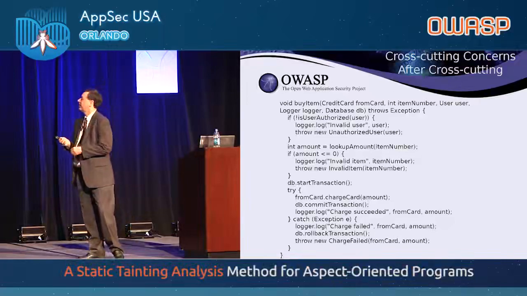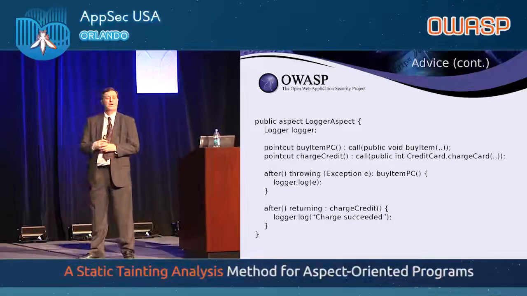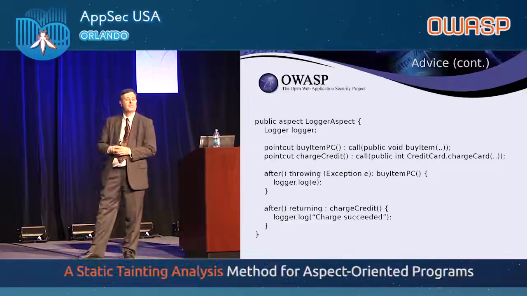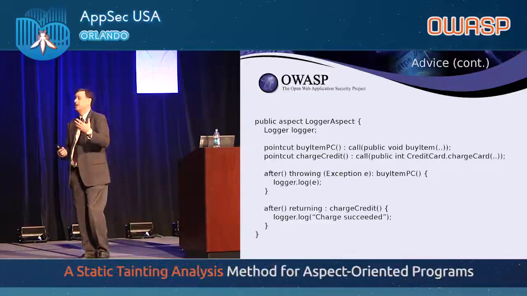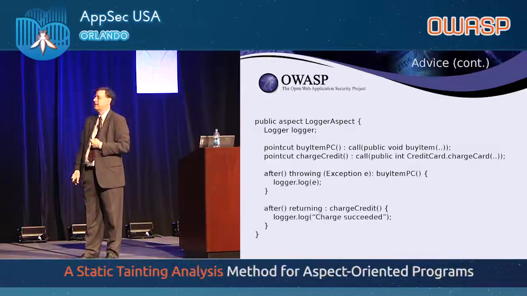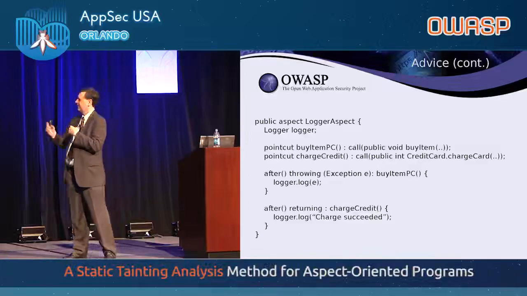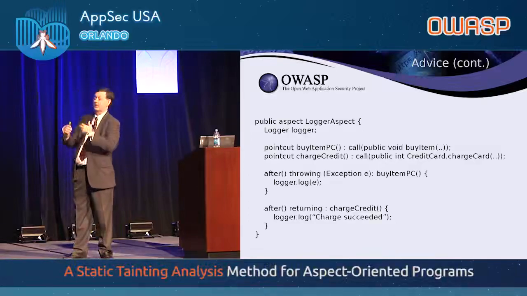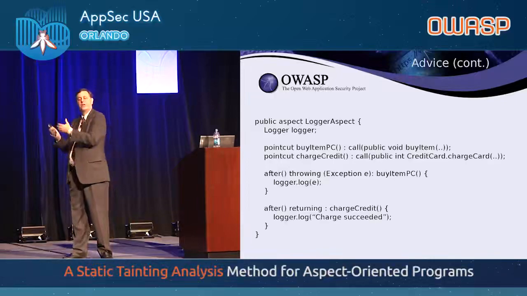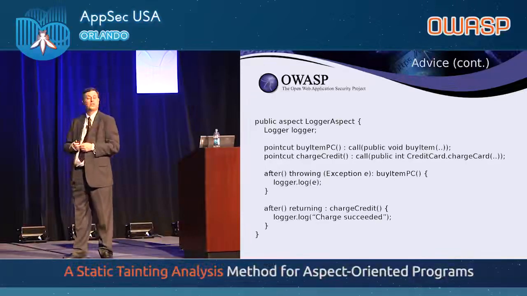So we come back to our logging. We have a logging aspect, a little logger aspect. This one has 2 pointcuts in it. It says, I'm going to use logging wherever somebody makes a call to buy item. And I'm also going to have another pointcut that says, I also want to change the logic anywhere somebody, some part of the code calls creditcard.chargecard.